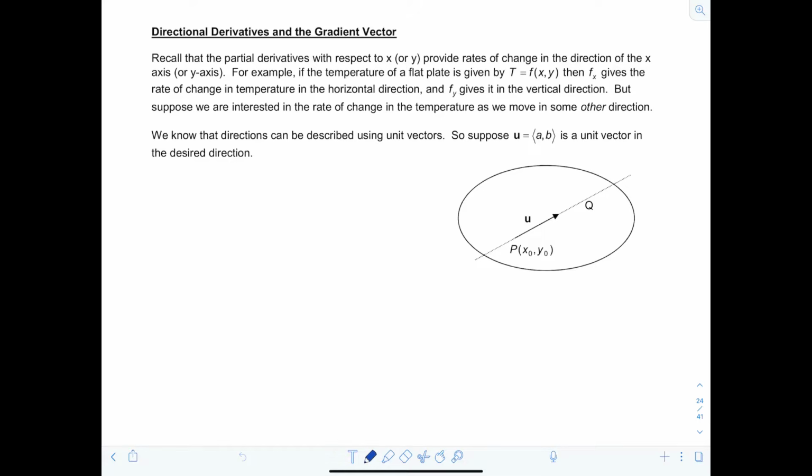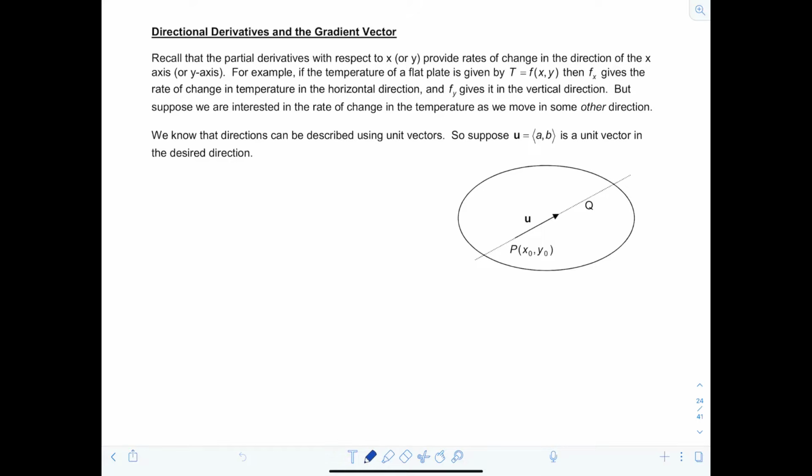But what if I wanted to move in some other direction and know what the rate of change in the temperature was going to be? Why do we have to restrict ourselves to only moving in the horizontal or vertical direction? In that case, we're going to have to figure out how to find a directional derivative. We know that we can describe directions using unit vectors. So suppose I want to know the rate of change of the temperature on this plate in the direction of some arbitrary unit vector u with components a, b.